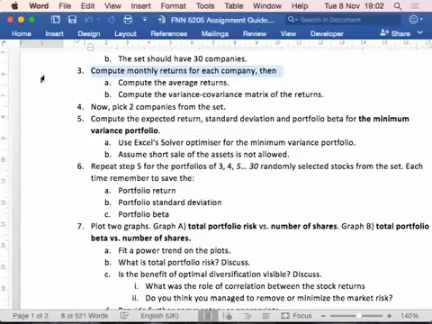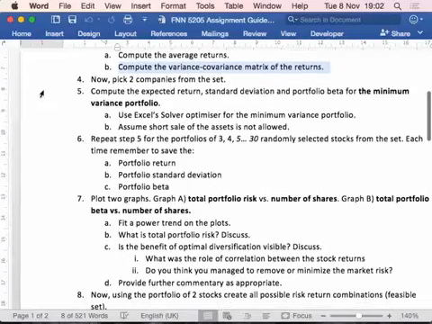So compute the monthly returns. I'll show you how to do that. Once you've done this, the rest is mechanical. You drag and drop. Computing monthly returns is not that difficult. Average returns, mechanical. We'll do that. Compute the variance-covariance matrix.